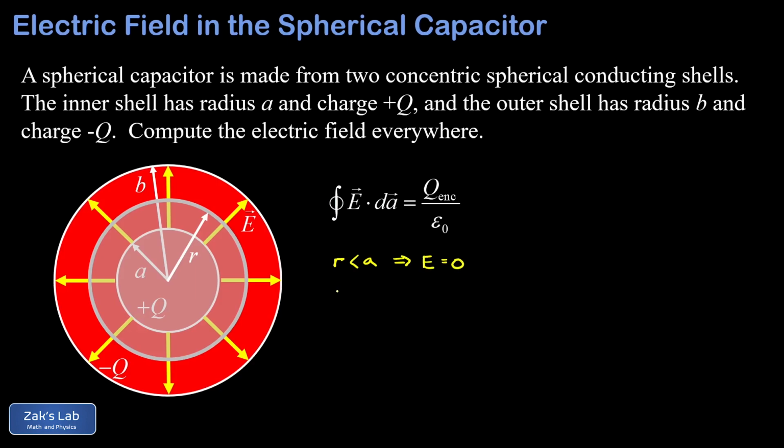And it's also true outside the outer shell, so if r is greater than B, our enclosed charge would still be 0 because we have a positive Q and negative Q adding up to a total charge of 0. So the electric field is 0 outside the outer shell. This means the only non-trivial region to analyze is the region between the two plates. So when r is between A and B, we want to find that electric field between the two shells.